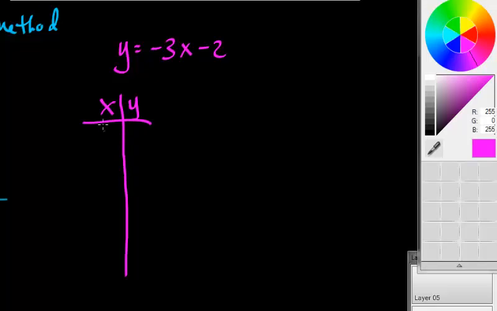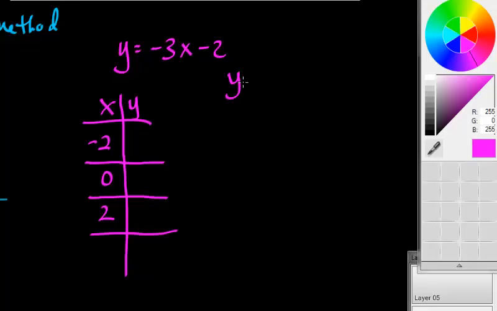So we're going to pick 3 random values for x. I'll pick -2, 0, and +2. Now again, I just randomly picked that, and then we'll plug these values in. We'll evaluate this function and see what the y value is.